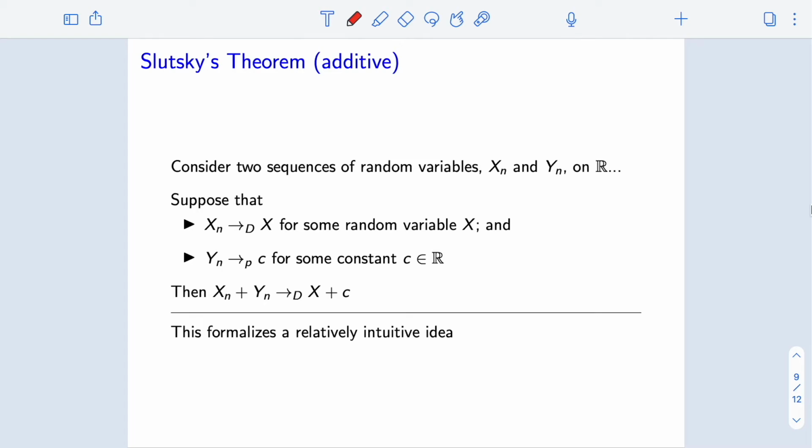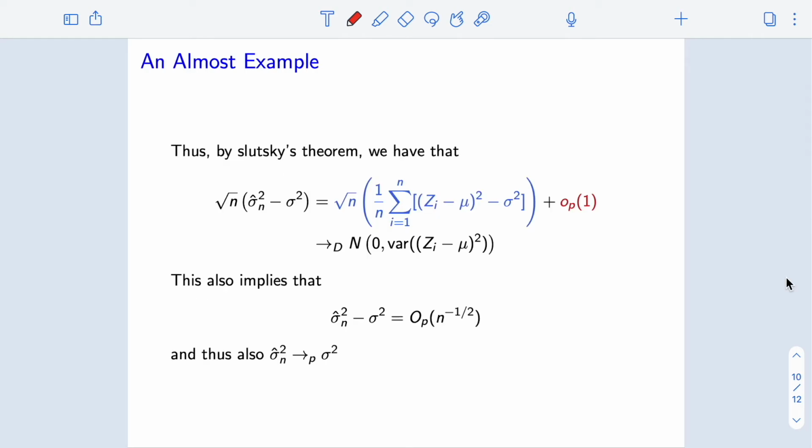mean 0 Gaussian distribution. So, applying Slutsky's theorem to what we had before, we see that a scaled version of our estimator minus truth, again, is equal to this scaled empirical average of mean 0 terms plus a term that converges to 0 in probability. This converges to a Gaussian in distribution. This converges to 0 in probability. So their sum converges to that Gaussian in distribution. Slutsky's theorem was just a nice formal way of allowing us to say, this is not important asymptotically.